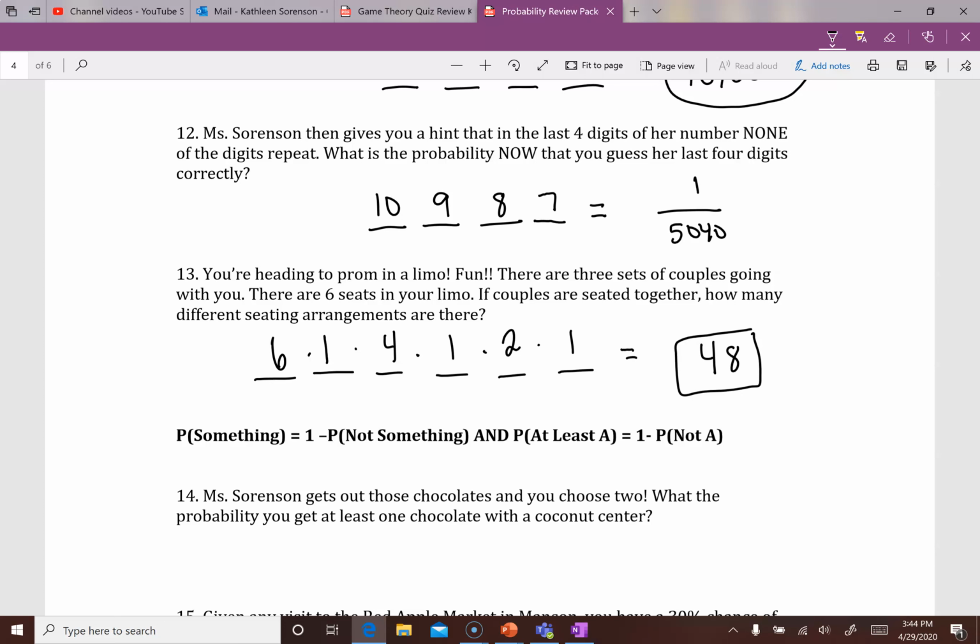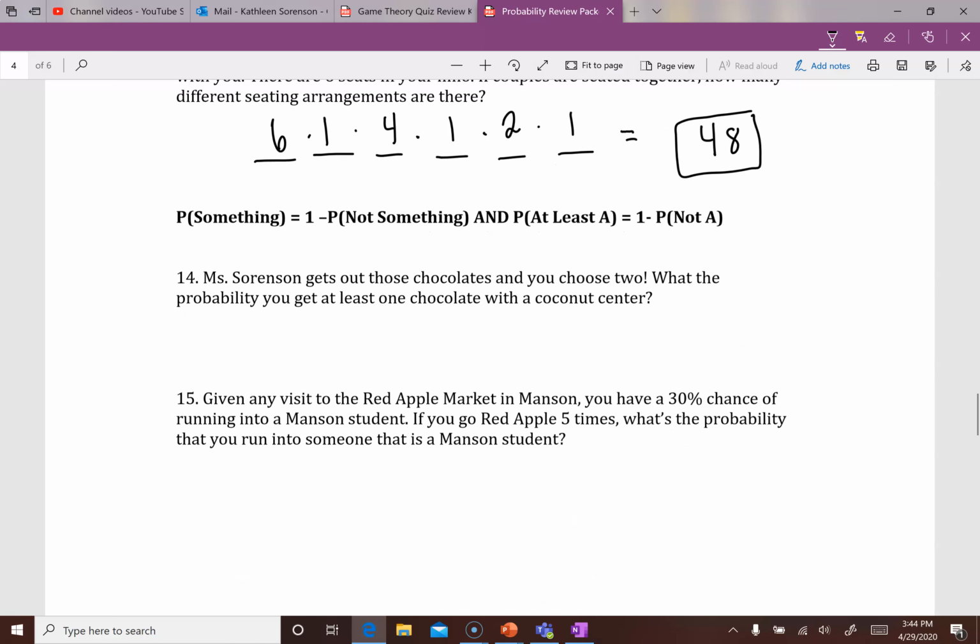And if I said what's the probability of guessing that correctly, it would be 1 out of 48, but 48 makes more sense to answer this question.